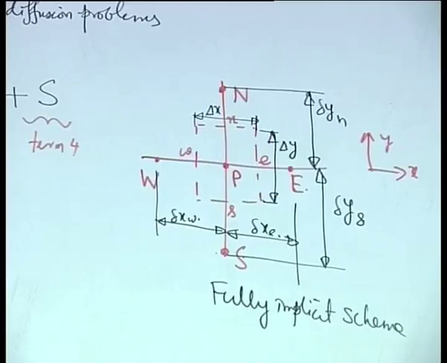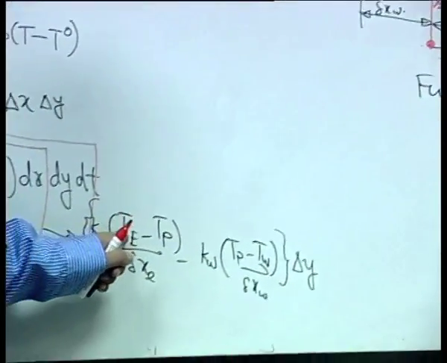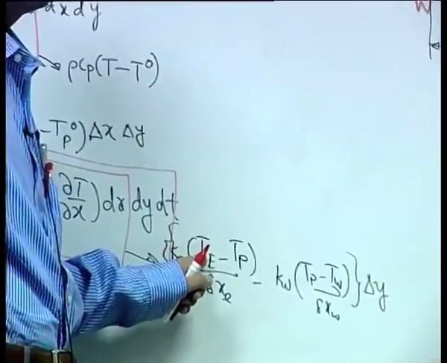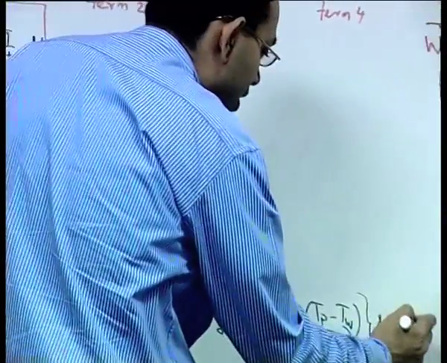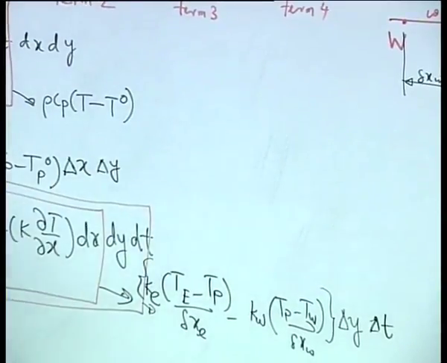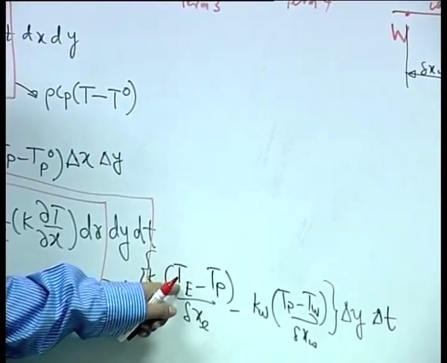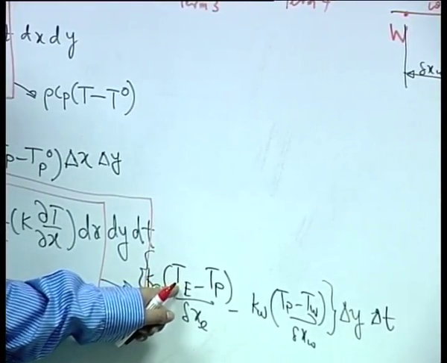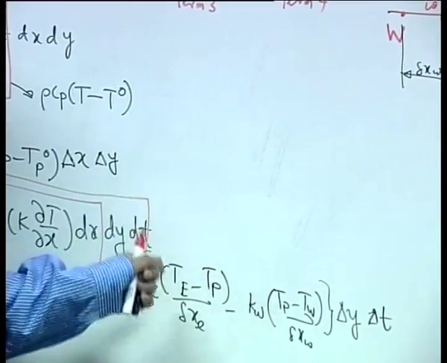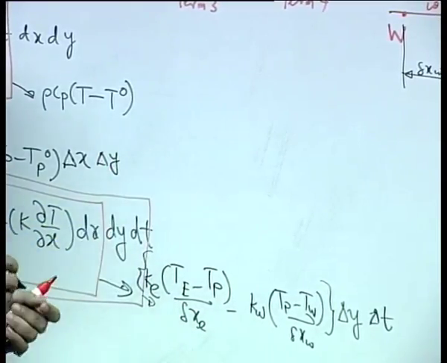So you consider this as a fully implicit scheme so that the temperatures remain this one and only you are multiplying by delta t, because in the fully implicit scheme the temperature remains temperature at the end of the time step, that is taken as the value of the temperature throughout the time step.